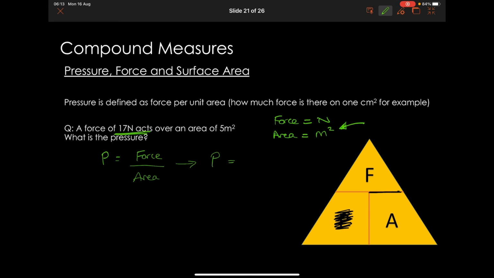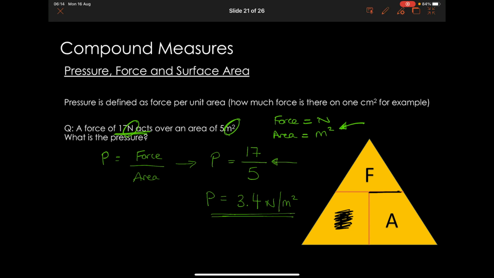So the force is 17 and the area is 5. All we do is divide, because that line means divide, remember. So 17 divided by 5 is 3.4. And because we're in newtons and meters squared, we say it's newtons per meter squared. That'll be your answer. And that's it. That's all you have to know how to do.